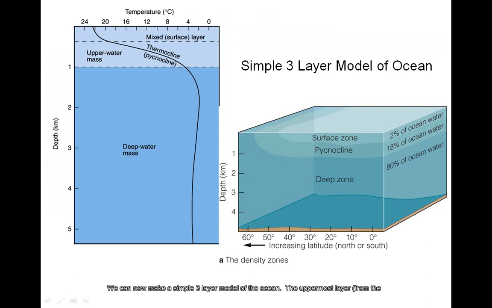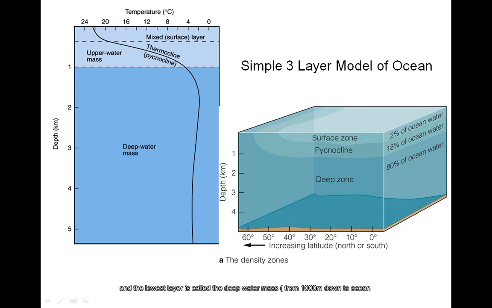We can now make a simple three-layer model of the ocean. The uppermost layer, from the surface down to about 150 meters, is called the mixed layer because it gets mixed by wind and waves and contains the warm, low salinity, least dense water of the ocean. The middle layer, from 150 meters down to 1,000 meters, is called the pycnocline. And it contains the thermocline and halocline, which make the pycnocline.